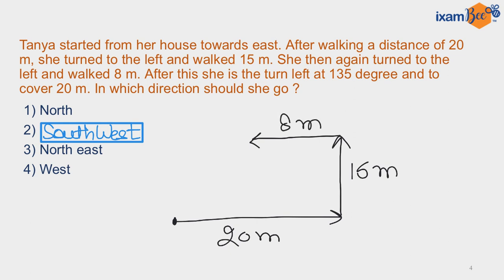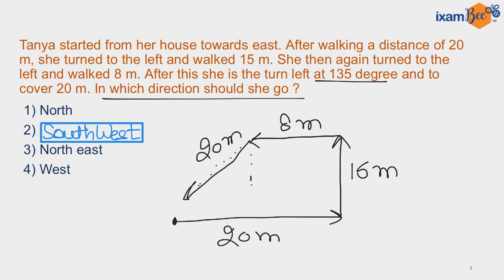After this, she turned left at 135 degree. So this is your 90 degree left, this is your 135 degree left, and she covers 20 meter. In which direction should she go? This is the southwest direction. So the correct answer for this question is southwest.